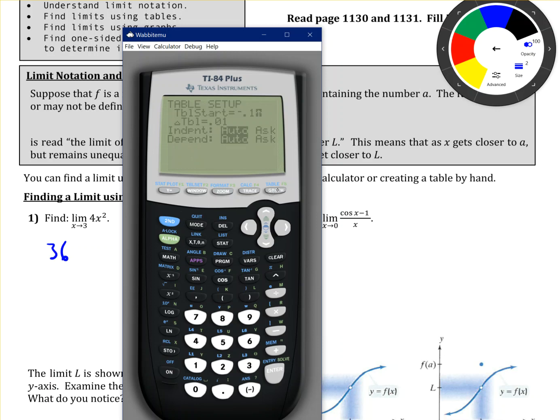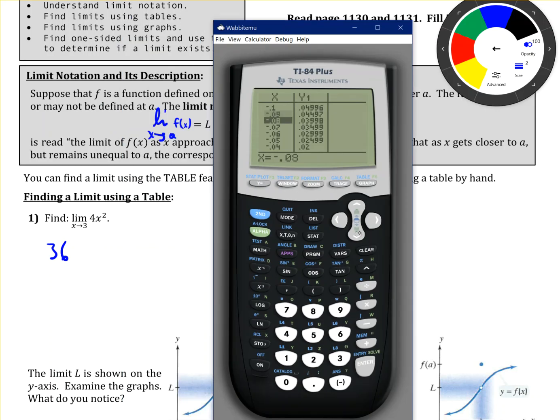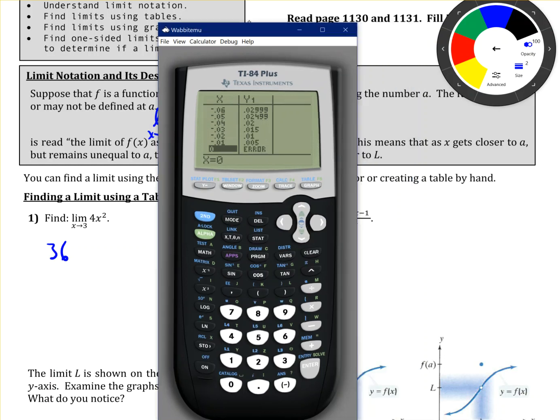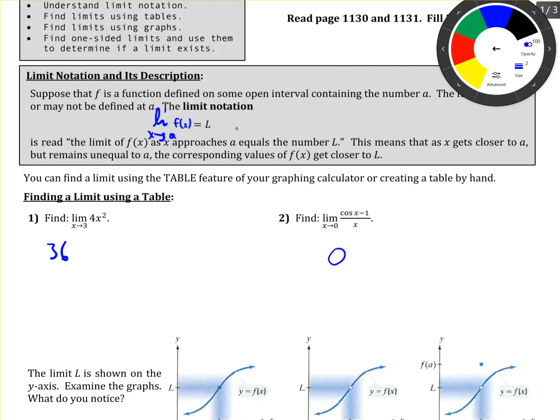So if I look at this table, notice, as I scroll down, notice at 0 there's an error, right? Because I can't divide by 0. But what does it look like the y values are getting close to as x gets close to 0? We're getting smaller and smaller, and then we get negative. So it looks like we're going to get to 0. So let's go ahead and plug in 0 there.